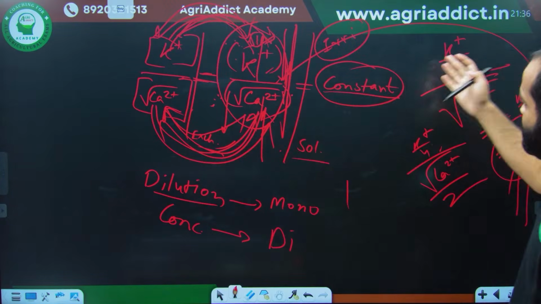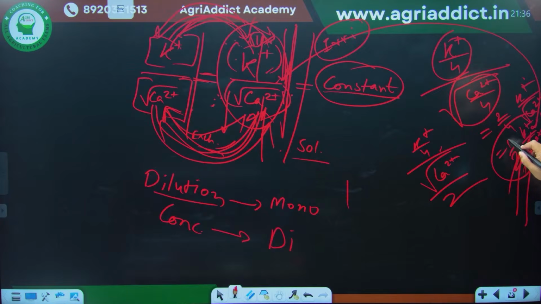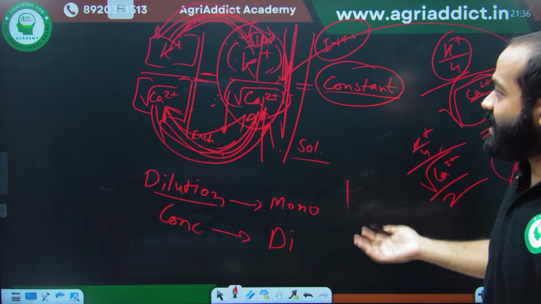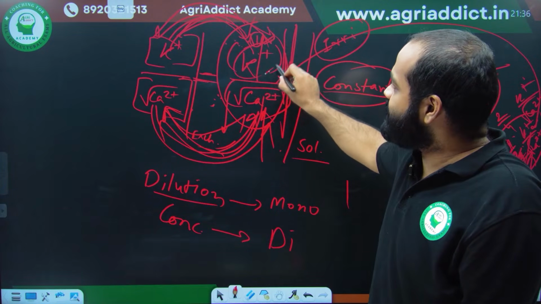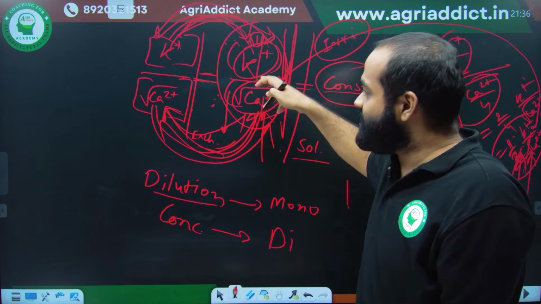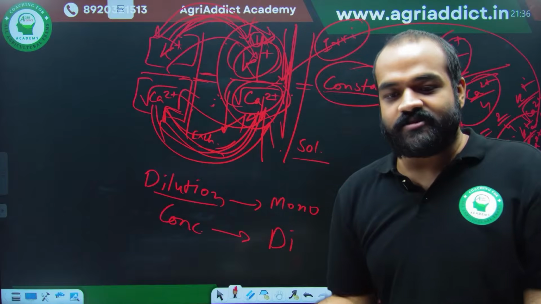Why? I told you here, because if we reduce both by this factor, it will be half of the old ratio. Half of the old ratio means this has decreased, so it has to be increased. What can we do to increase it? In the solution side, you have to increase the K plus or you can decrease the Ca2 plus. How will Ca2 plus decrease? Send Ca2 plus this way. How will K plus increase? Send K plus this way, right?